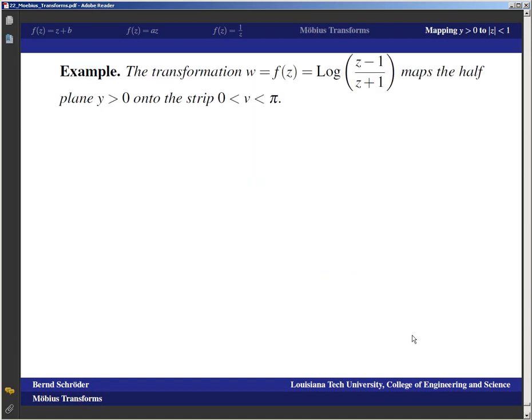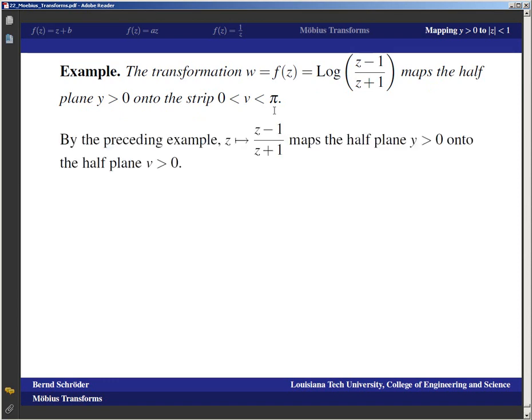Okay, this should be the final example. As we do these transformations, of course, Moebius transforms are well understood and they are good, useful building blocks. But then, of course, we also want to know how this interacts with other functions, for example, with the principal branch of the logarithm. So let's take a look at the principal branch of the logarithm of z minus 1 over z plus 1, and we claim that that maps the upper half plane, y greater than 0, onto the strip 0 smaller v smaller pi.